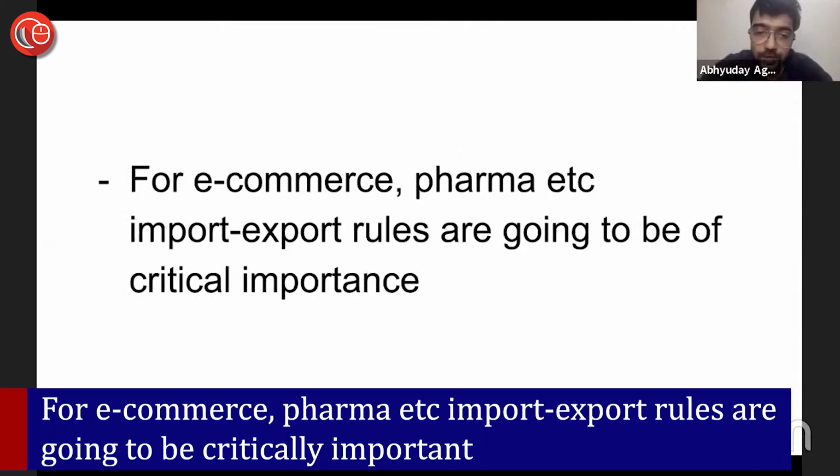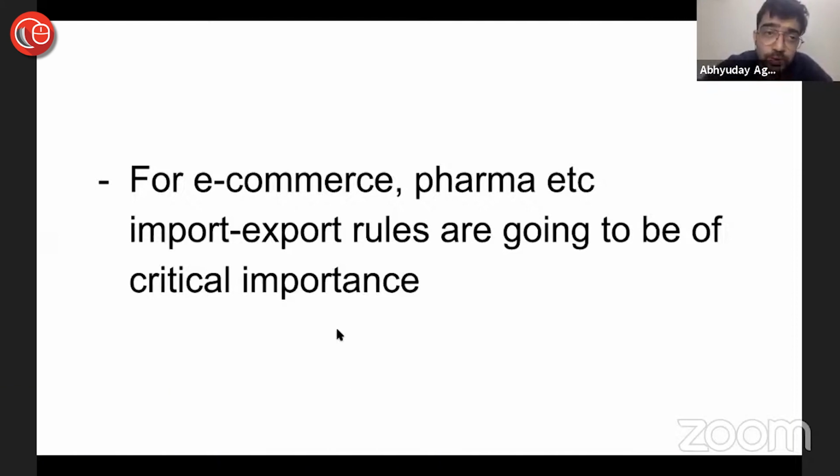Then for e-commerce and pharmaceuticals, import-export rules are going to be of critical importance. For pharma, you may have local pharma regulators who will be involved. So you want to sell pharmaceuticals. For example, the US FDA has an office in India because Indian drug manufacturers export to the US and they want to be able to check the facility so that it's in compliance with the US framework. So like that, you are going to look at what the import export rules are.